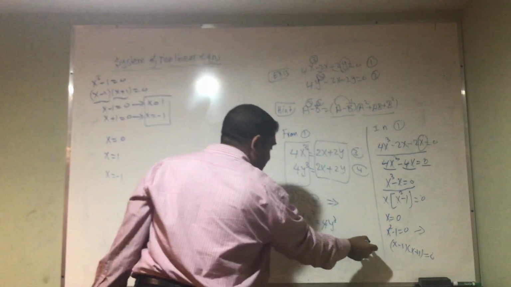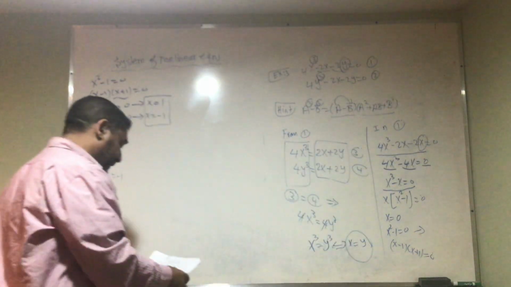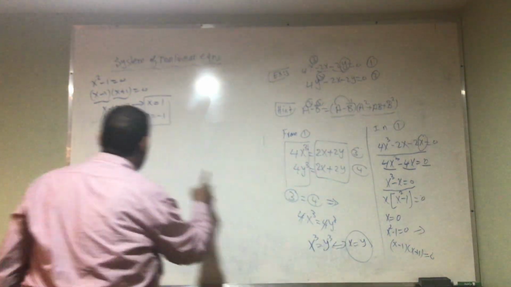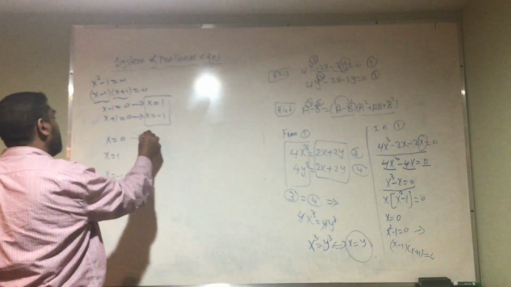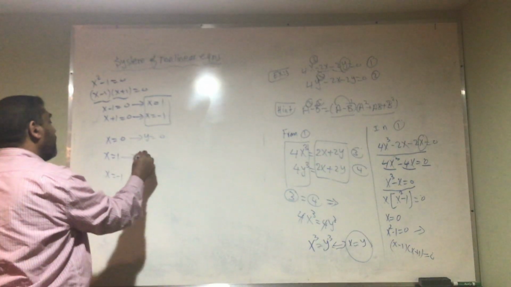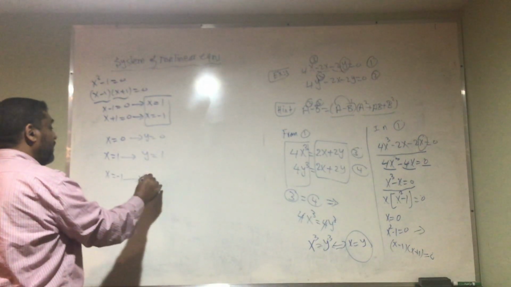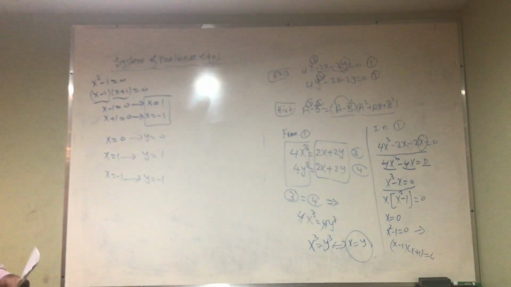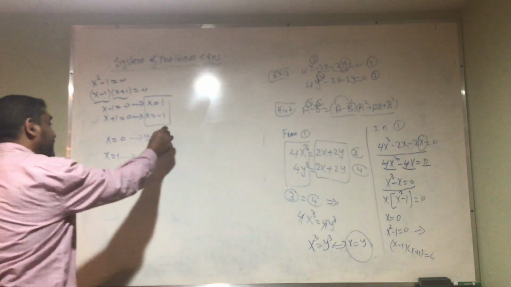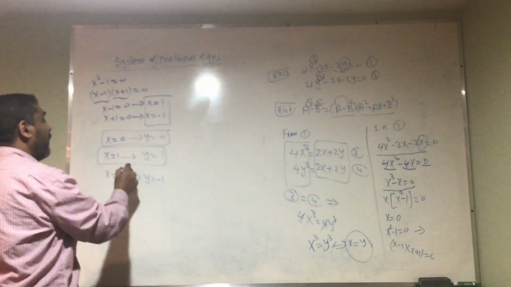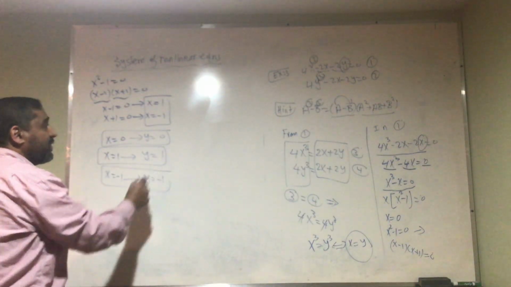But here, as you can see, what is your x? Your x here equals y. So if x is 0, y should also be 0. When x equals 1, your y equals 1. If x equals minus 1, then your y equals minus 1. So I have 3 solutions here: 0, 0. The second solution 1 and 1. And the third solution minus 1 and minus 1.